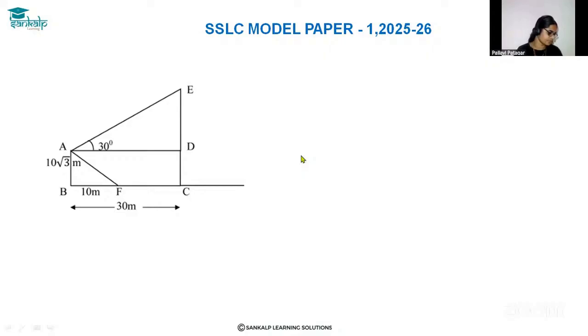In a triangle ADE, in a triangle ADE, tan 30 degree is equal to opposite by adjacent. So here opposite side is DE divided by AD. So tan 30 degree value is 1 by root 3 is equal to DE divided by here AD.